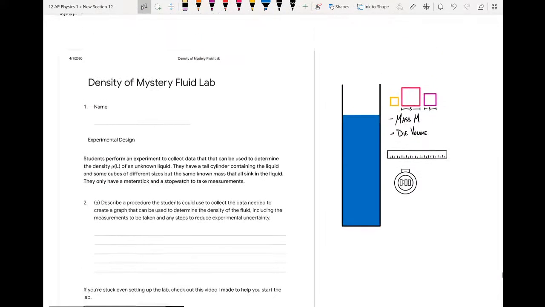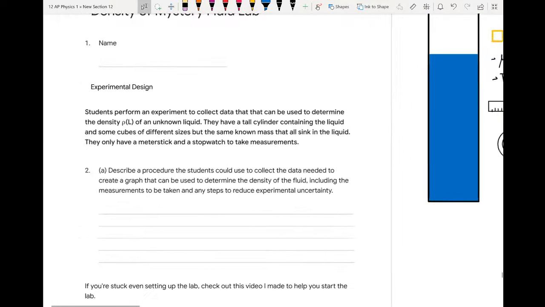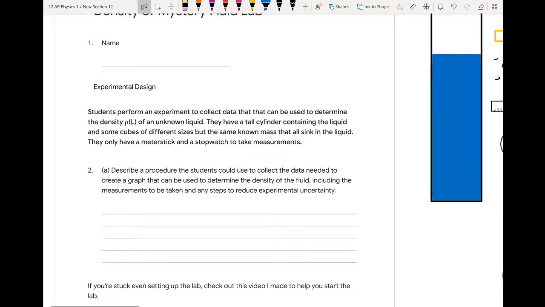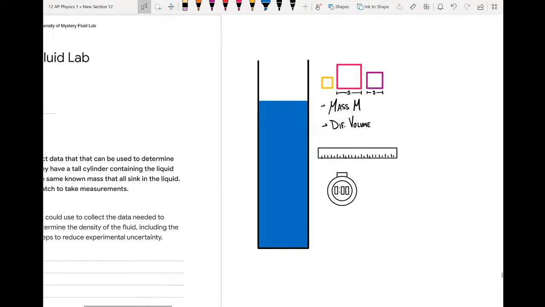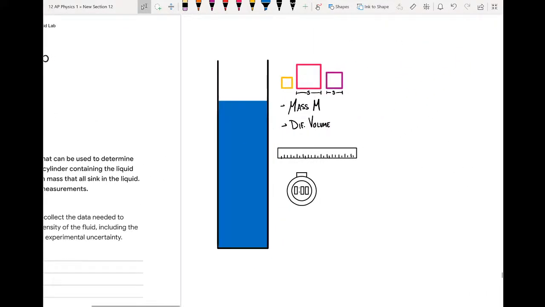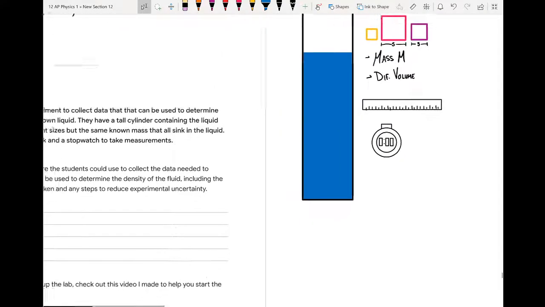So what we're looking at is this first part where it says students perform an experiment to collect data that can be used to determine the density rho L of an unknown liquid. They have a tall cylinder containing the liquid and some cubes of different sizes but the same known mass that all sink in the liquid. They only have a meter stick and a stopwatch to take measurements. So even though I framed this as figuring out the density of hand sanitizer, it's really an AP question where they're trying to figure out this mystery liquid. So this is actually an AP experimental design type question.